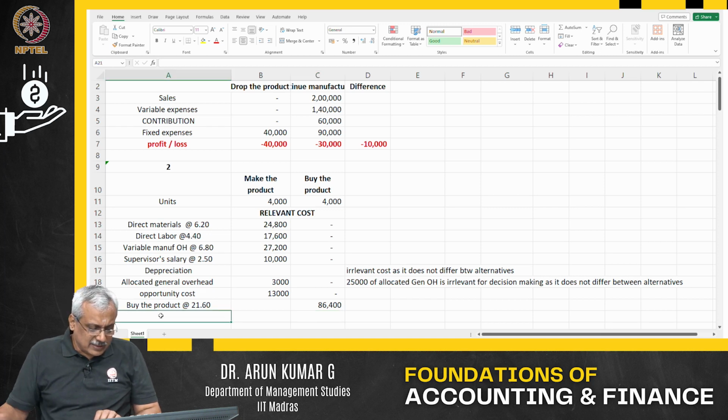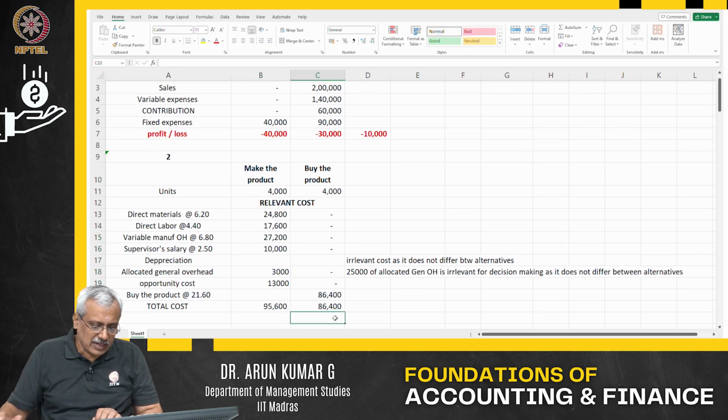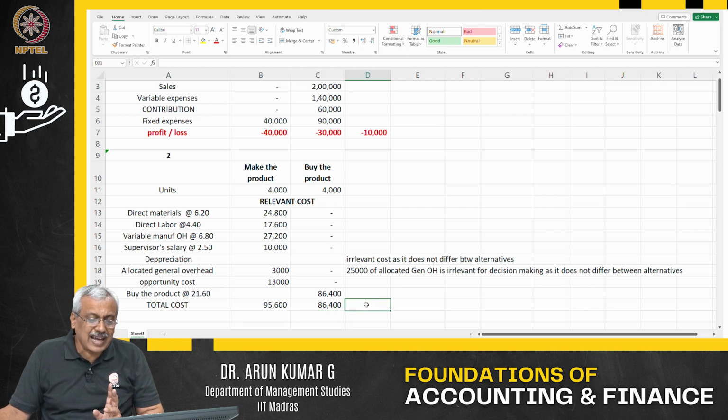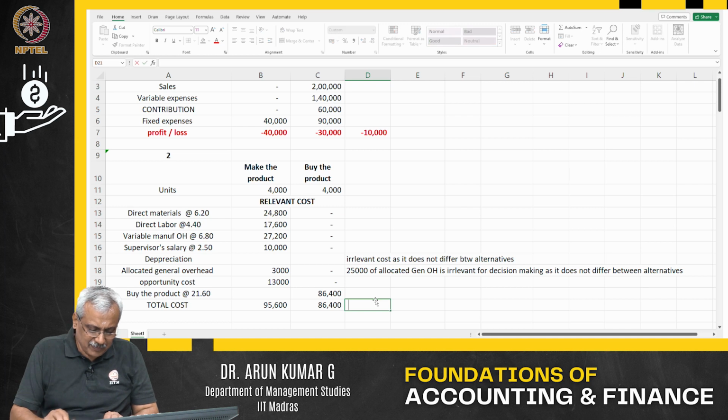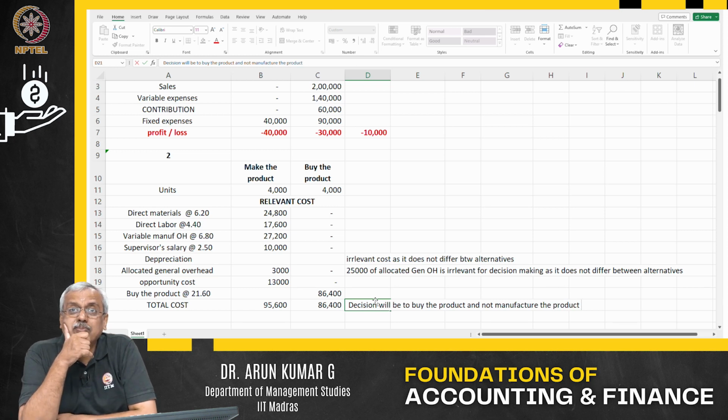So, what is the total cost between these two? If I manufacture, the total cost is 95,600. The total cost if I buy is 86,400. So, naturally the cost is reduced if you buy it. The decision will be to buy the product and not manufacture the product.